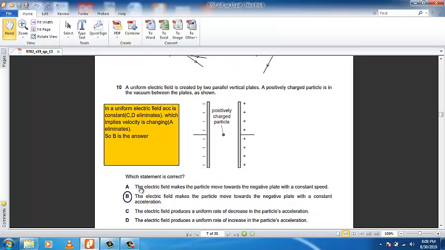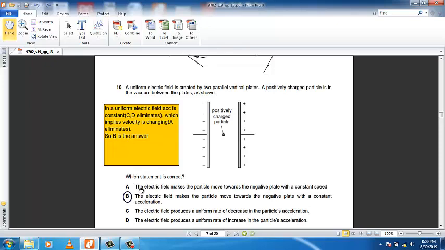Question number 10, it says that a uniform electric field is created by two parallel vertical plates. A positively charged particle is in the vacuum between the plates as shown. Which statement is correct? A: The electric field makes the particle move towards a plate with a constant speed. B: The electric field makes the particle move towards a plate with a constant acceleration. C: The electric field produces a uniform rate of decrease in the particle's acceleration. D: The electric field produces a uniform rate of increase in the particle's acceleration.